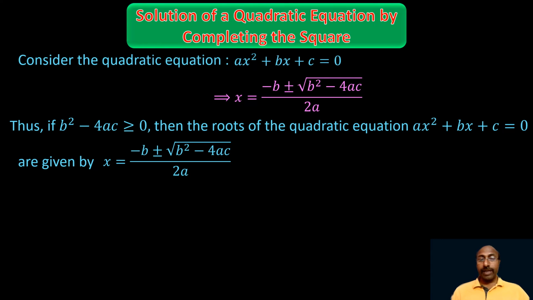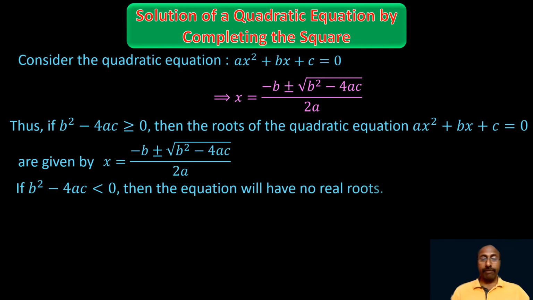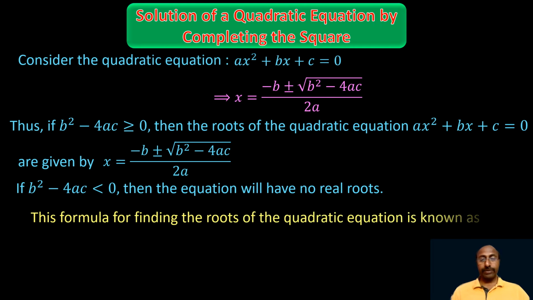So for that reason, we don't have any real numbers for the solutions of x. Okay, so this formula for finding the roots of the quadratic equation is known as the quadratic formula. So if b square minus 4ac is less than 0, then the equation will have no real roots.